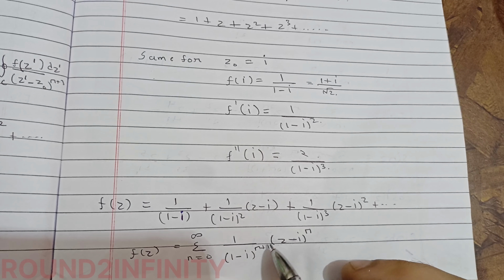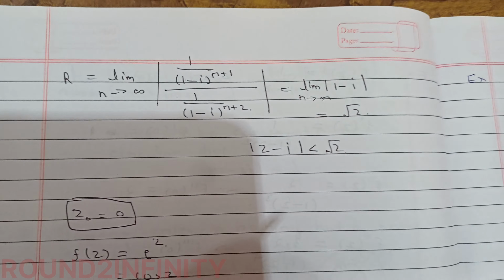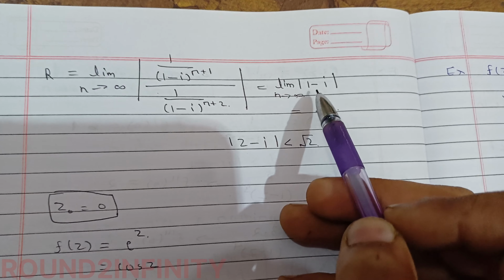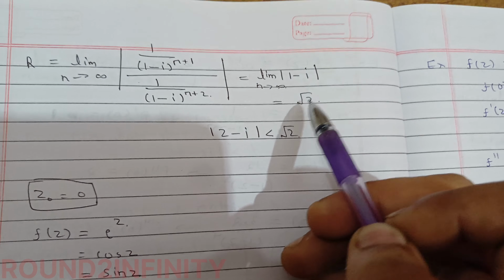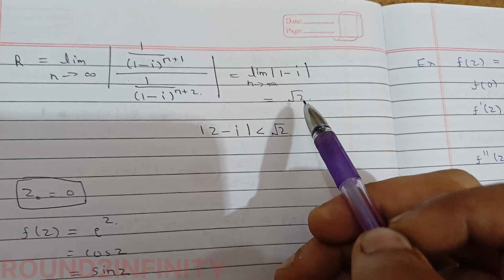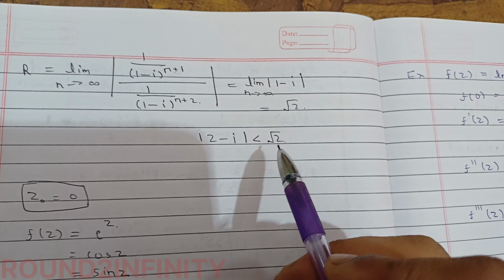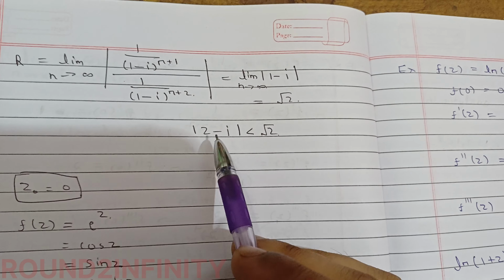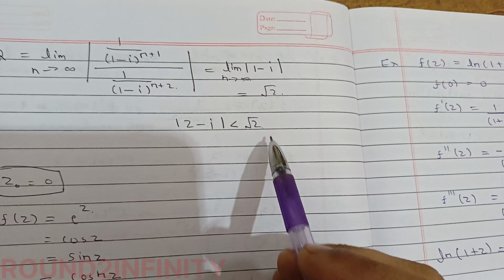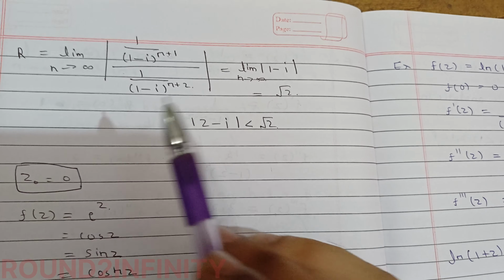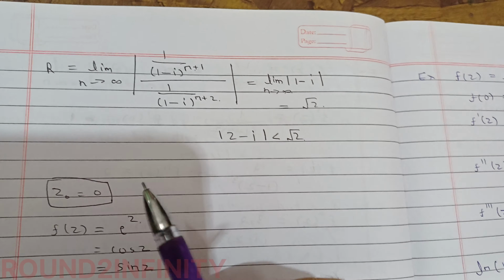So 1 upon (1 minus iota)^(n+1) divided by 1 upon (1 minus iota)^(n+2). From here you will get the value: the mod of 1 minus iota, and it will give you root 2, meaning mod of 1 minus iota will be root 2. So the center is iota, so mod of z minus iota should be less than root 2. So you will get a circle where the center is at iota, that is (0, 1), and the radius will be root 2. This series is convergent in that region only. So that's how you can check this.